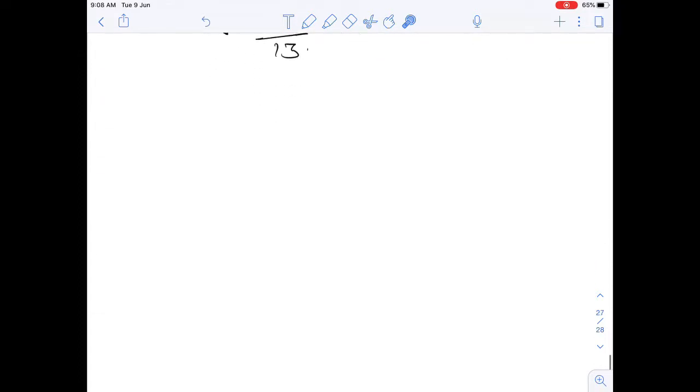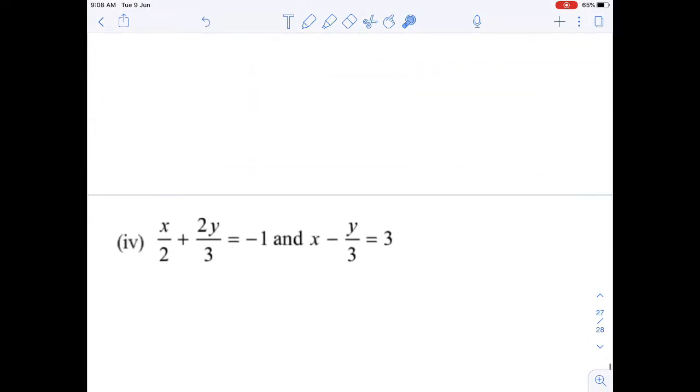Then now, last example. Here it is given as x upon 2 plus y upon 3 equals minus 1, and x minus y upon 3 equals 2. The very first condition: you have to cross multiply. This 3 will multiply with x, so you will get 3x. Then this 2 will multiply here, so you will get plus 4y, and then both denominators will multiply with each other, so upon 2 times 3, which is 6, equals minus 1.